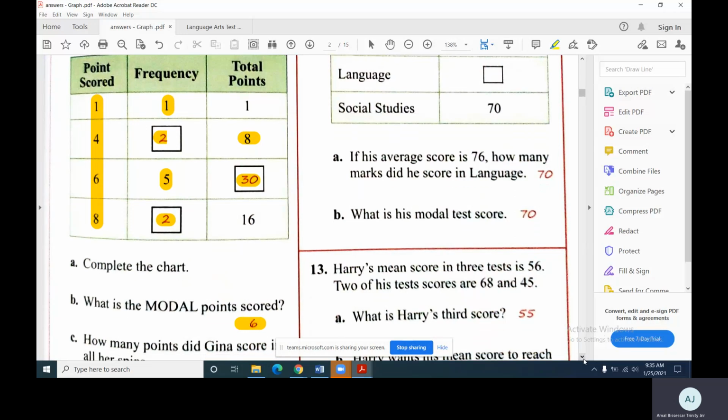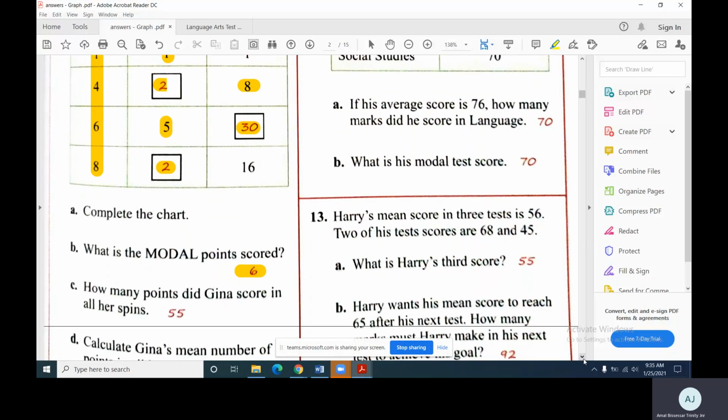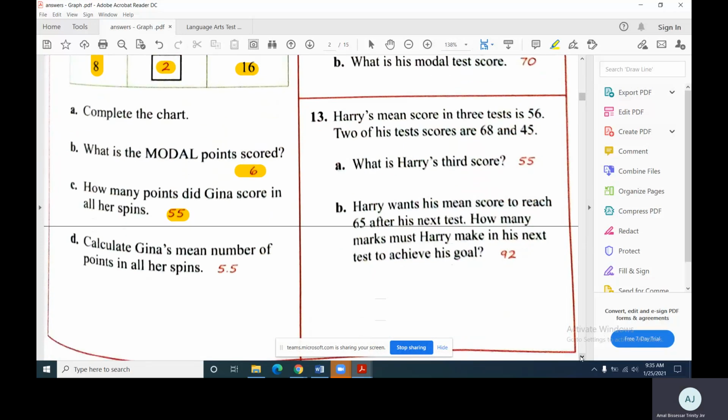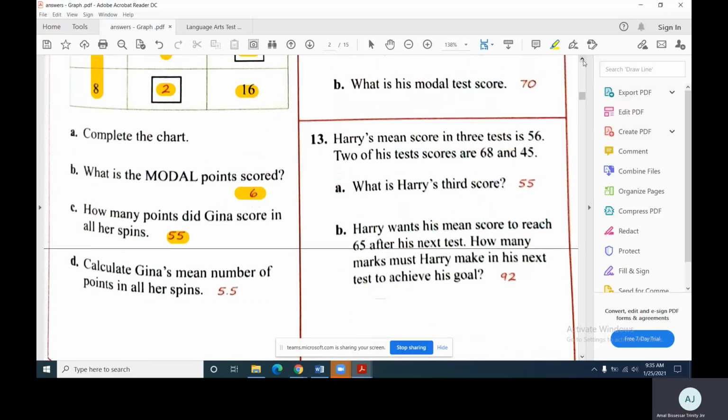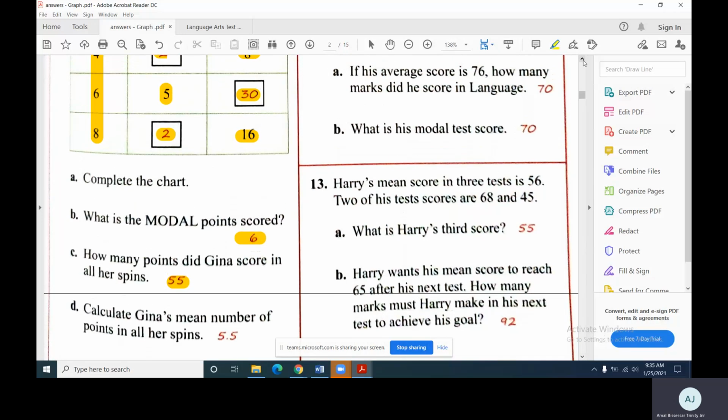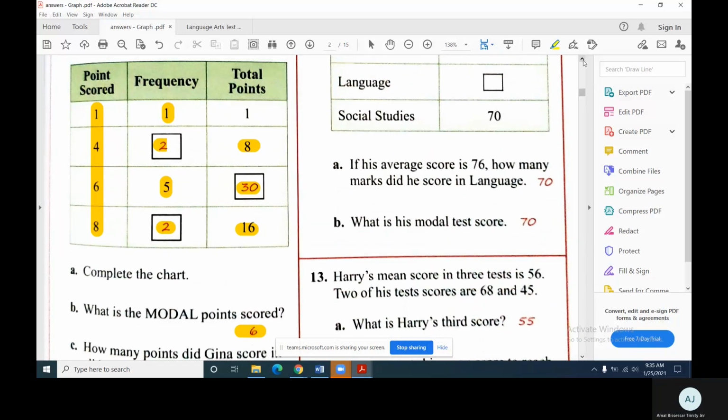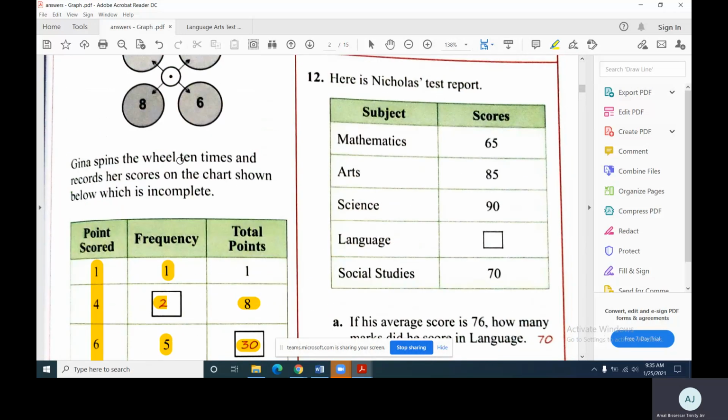Highest amount of points of 30 came at spin 6. How many points did Gina score in all her spins? It would be 8 plus 1 is 9, 39, 39 and 16 should give you 55. 55. And D, what is the mean? The mean would be the 55, and the 55 is divided by 10 spins.